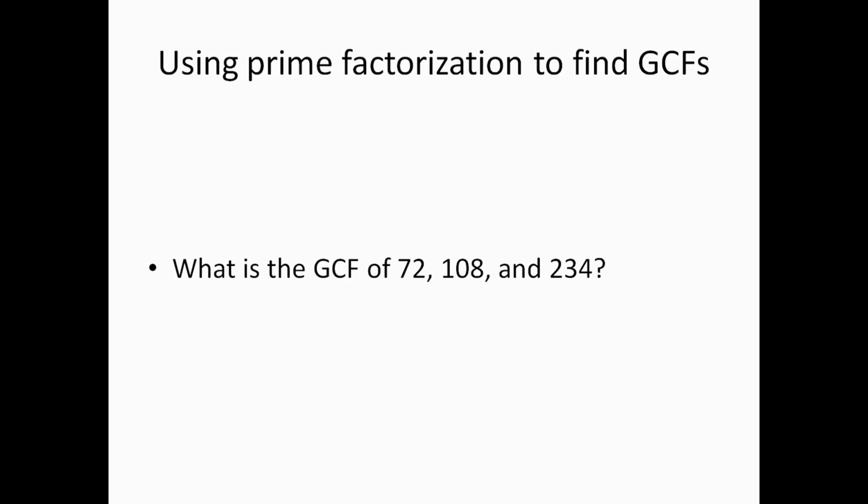And again, that's a good way to do it if you have a small number of factors or small number of numbers to consider. You can also, again, use prime factorization to find greatest common factors. So we'll look at how to do that with this example. What is the GCF of 72, 108, and 234?